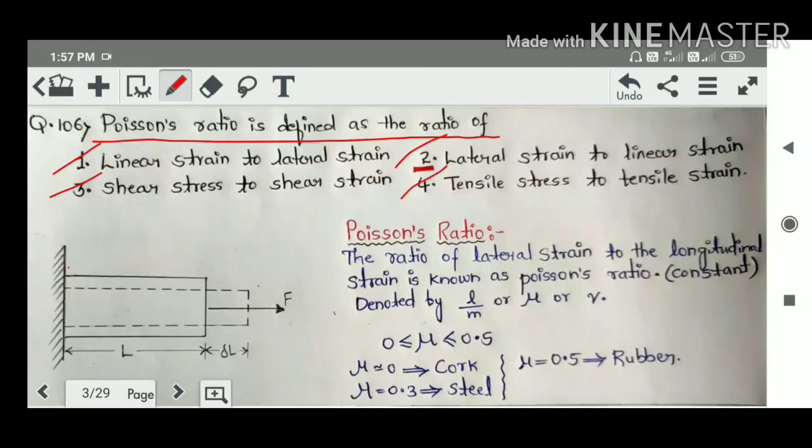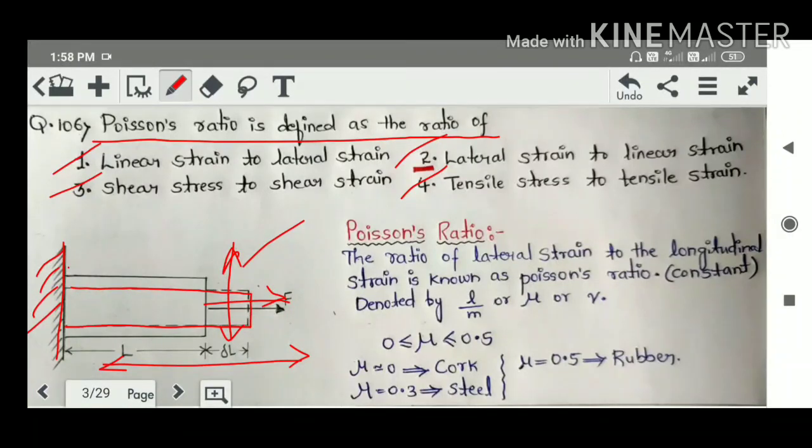Okay friends, as you can see here, a bar fixed at one end and free at the other end. If the load is acting in this direction, of course there will be a change in length in this direction, that is an increase in length, and in the perpendicular direction the dimension will be reduced. This is the bar after applying the load, and the strain in this direction is called longitudinal strain, and the strain in this direction is called lateral strain. Poisson's ratio is the ratio of lateral strain to longitudinal strain.